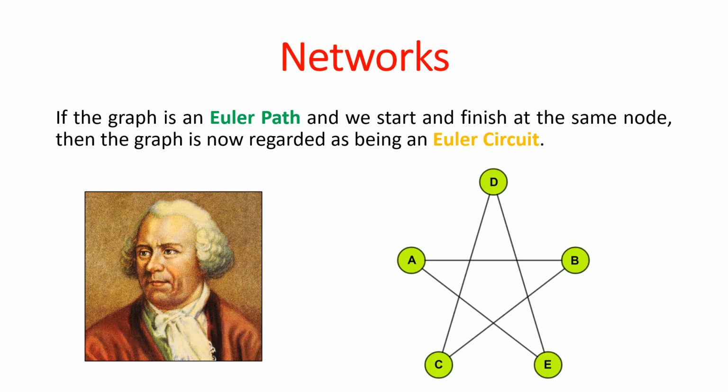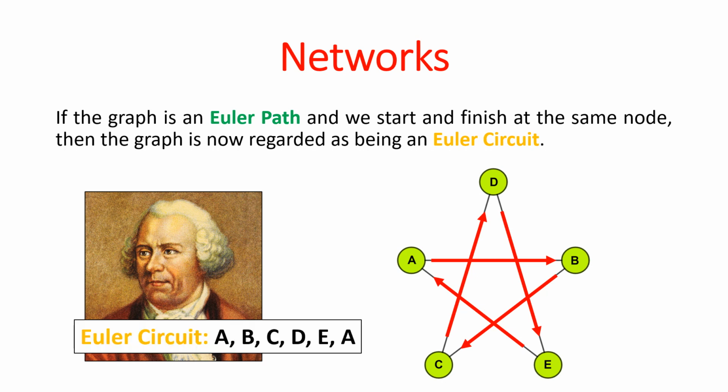Let's show you a classic, something you may have done when you were young, trying to draw the shape without lifting your pen off the page. I'll show you how we do it. We start at, say, node A, move to node B, down to node C, up to node D, down to node E, and up back to node A again. And notice in this example, we've started with node A, and we've finished at node A. So this is an Euler circuit.